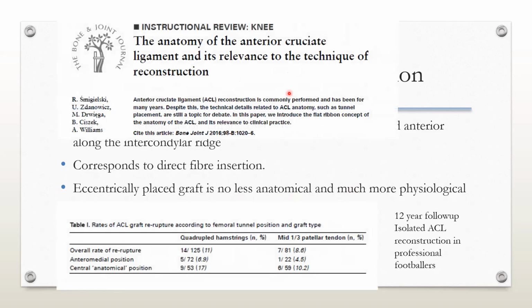They also backed their findings with published data, where they followed up nearly 200 cases of isolated ACL reconstructions, all of them in professional football players. They compared the rates between the central anatomical position, that is between the AM and PL bundle, and the anteromedial portion, that is high and anterior along the intercondylar ridge. And they found the retear rates to be much less in the high and anterior portion compared to the central anatomical portion.